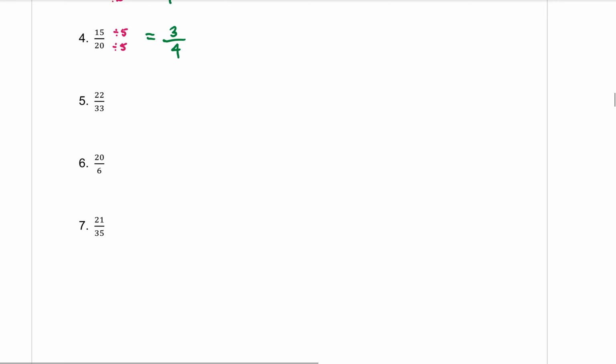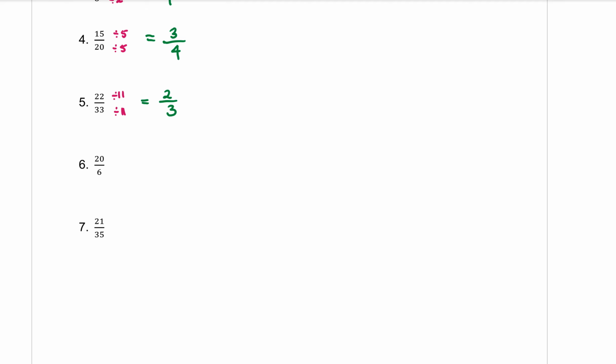Question 5, 22 over 33. Both of those numbers can be divided by 11. So divide the top by 11, divide the bottom by 11. 22 divided by 11 goes twice, and 33 divided by 11 goes 3 times. So that is my simplified fraction.